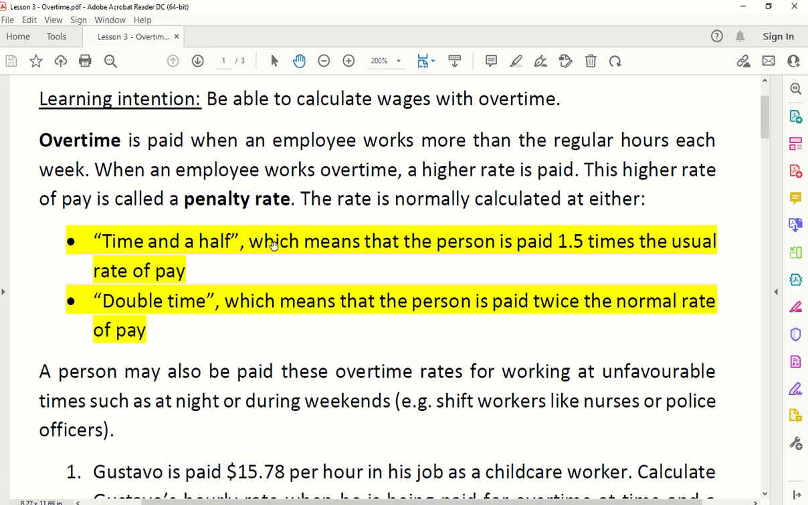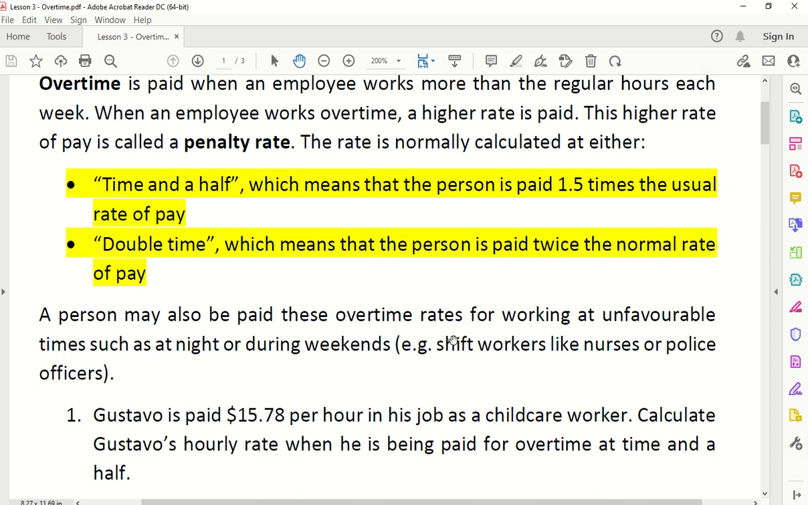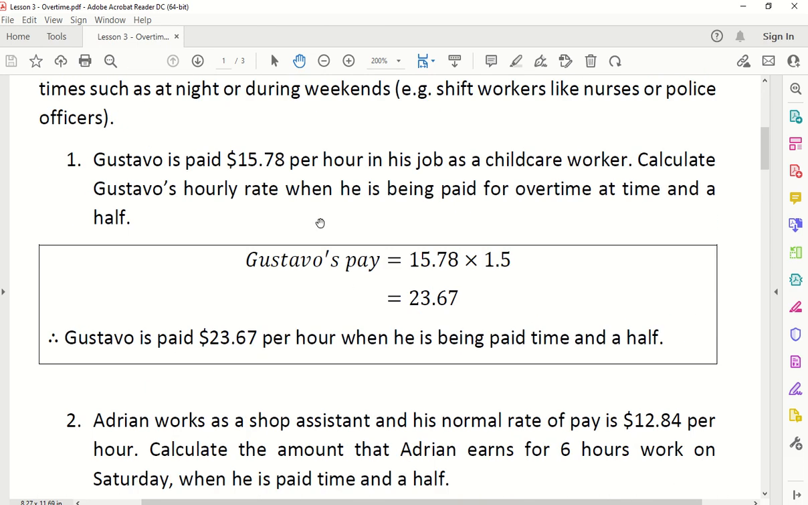It's time and a half, which means this person is paid 1.5 times their usual rate of pay, or double time, which means that person is paid twice their normal rate of pay. Depending on the holiday or the conditions, it could be triple time, or double time and a half. For example, if you were to work Christmas Day, you might be earning triple the regular amount of pay. So, how does this work in maths questions?